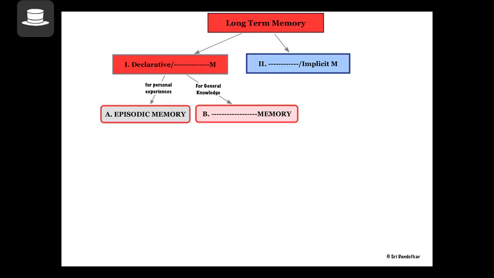Now, depending on the content of this declarative memory, we have two kinds of declarative memory: episodic and semantic. Episodic memory is a memory for personal experiences, and semantic memory is the memory for general knowledge. And in this video, we'll specifically talk about semantic memory.